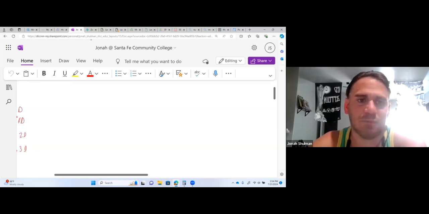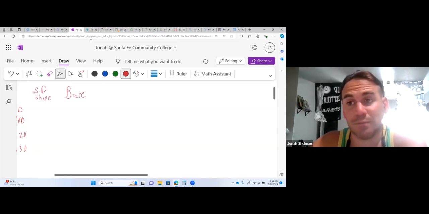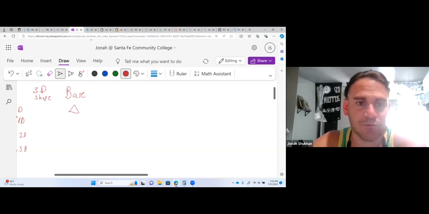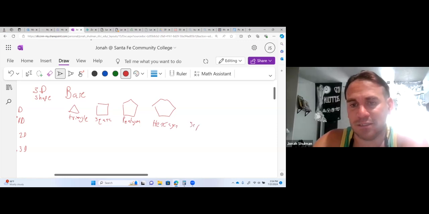So we can name shapes by their base, okay? Anytime we have a three-dimensional shape, we name it by the base, no matter what the base is. So whether it's a triangle, three angles, whether it's a square, and we'll learn more shapes as we go through it, whether it's a pentagon. I'm going to show you really cool things to do with the angles too. Hexagon. Sorry, my hexagon's ugly. Septagon or heptagon. They couldn't really decide what they wanted for the seven.